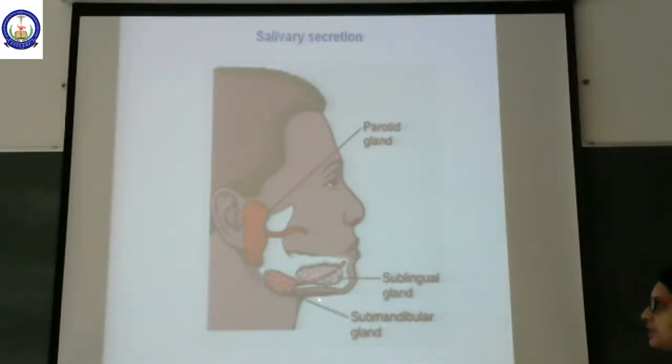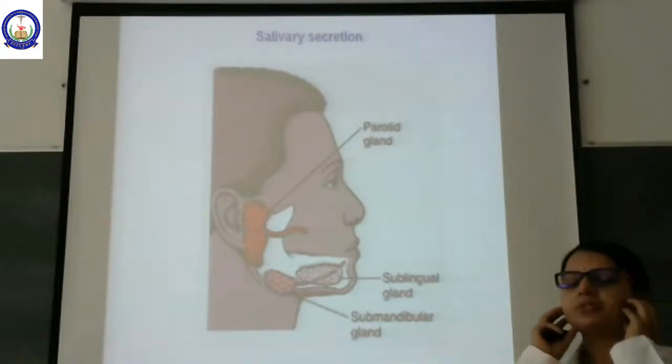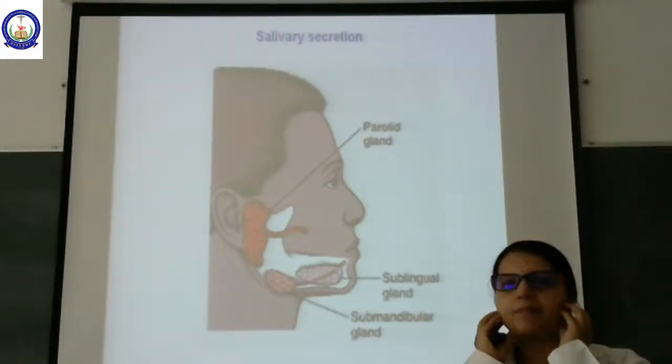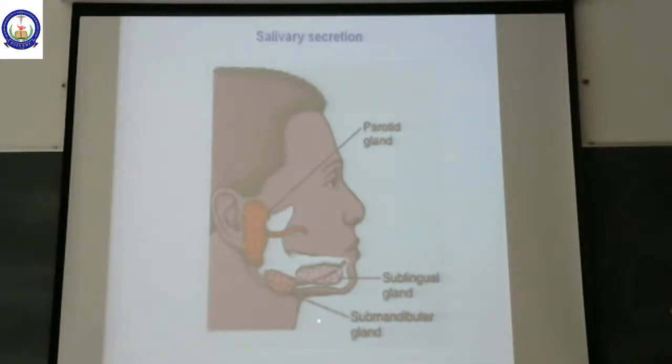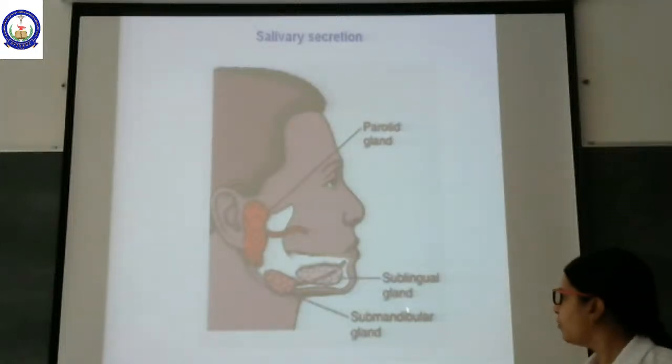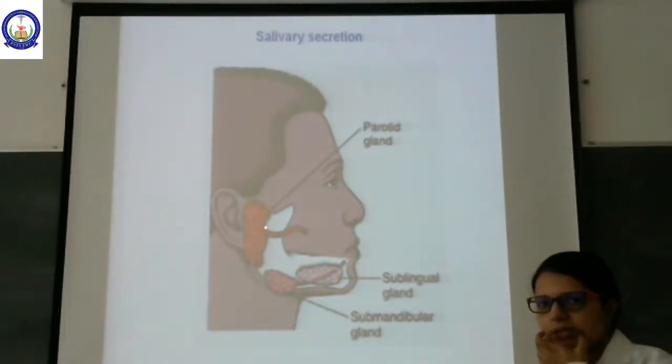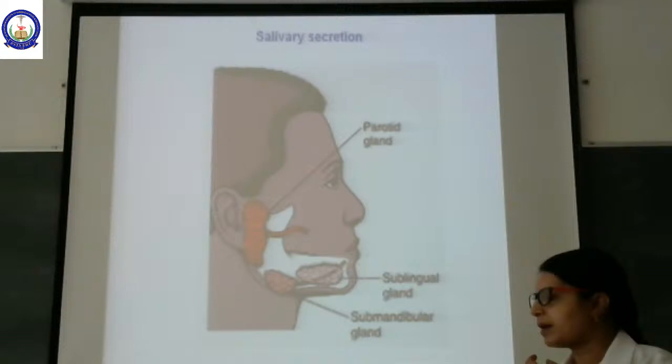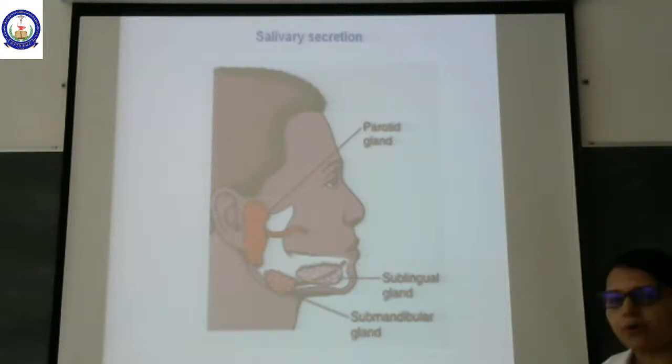Then the submandibular gland is usually located like this, with its duct. All of these have a duct, and these are the glands that help in the secretion of salivary juice. So which salivary glands are present in the body? We have two parotid glands, we have many sublingual glands, and we have the submandibular glands. All these glands secrete salivary juice.